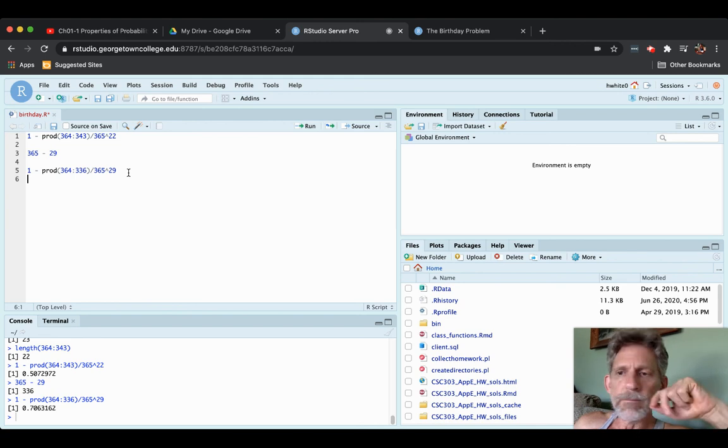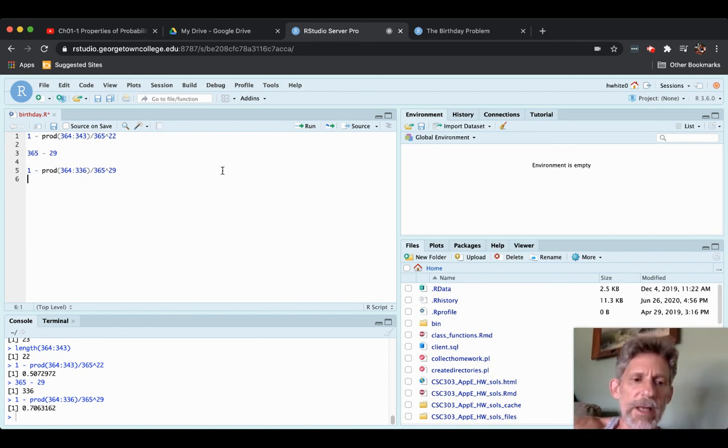And if you know a little bit more R programming, you could generalize this. You could write a little function that tells you the probability of a match when there's N people in the room. But I'll leave that to you to think about if you've had CSC 115.